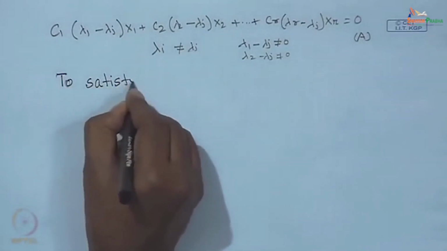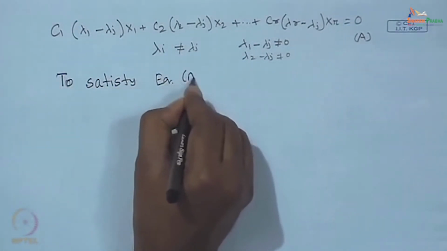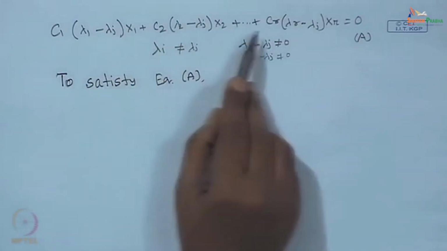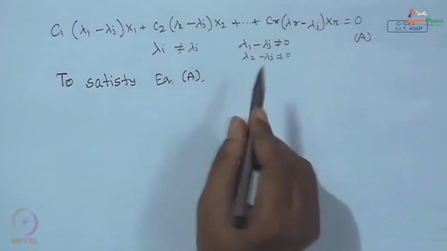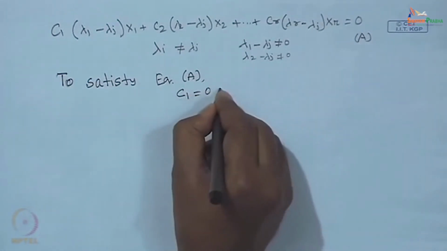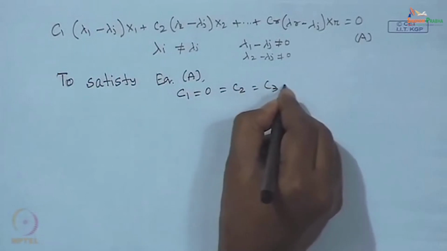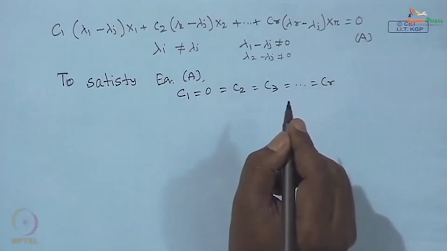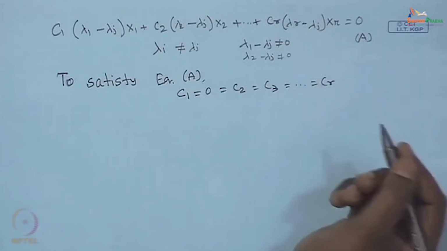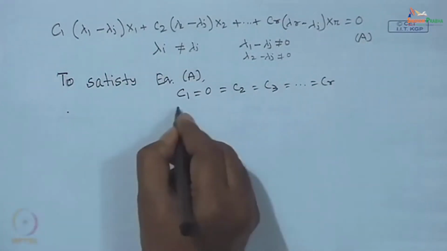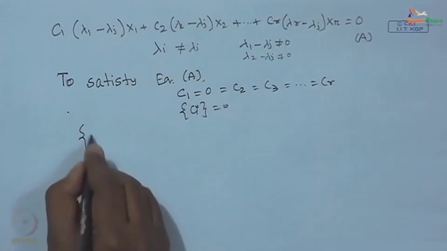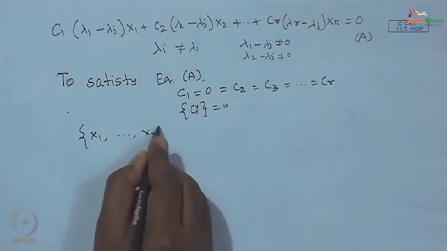Therefore, in order to satisfy equation A, we must have that all the corresponding coefficients vanish individually. That means, to satisfy equation A, compulsorily we should have C 1 equal to 0, C 2 equal to 0, C 3 equal to 0 up to C r, all of them individually equal to 0. So, this simply proves that whatever we have done in the earlier classes, each of these C i will be equal to 0.